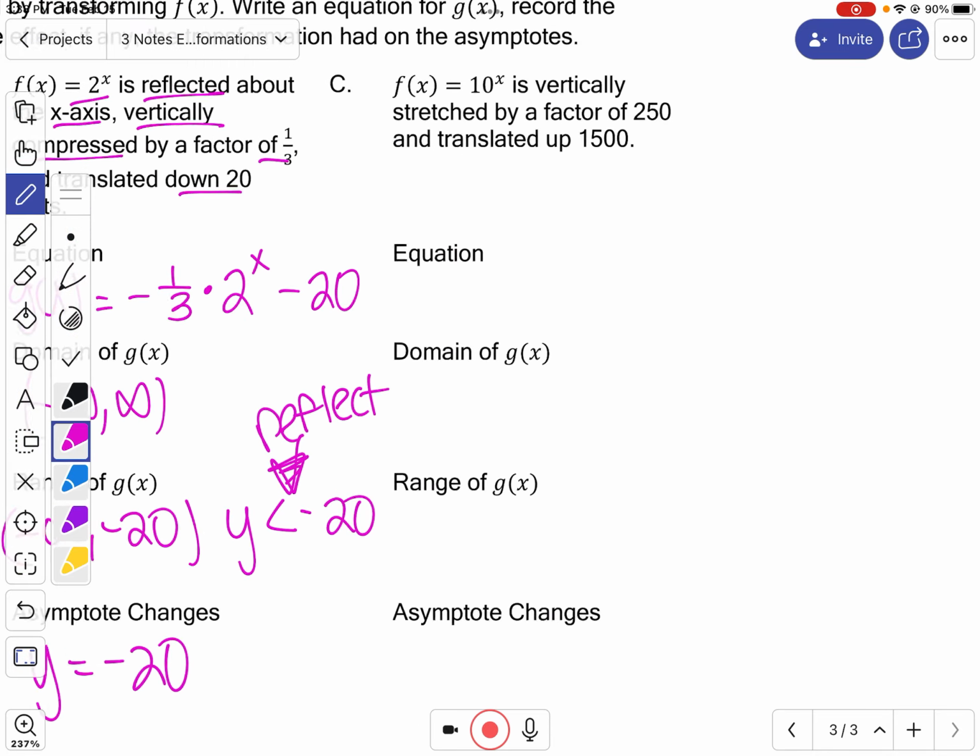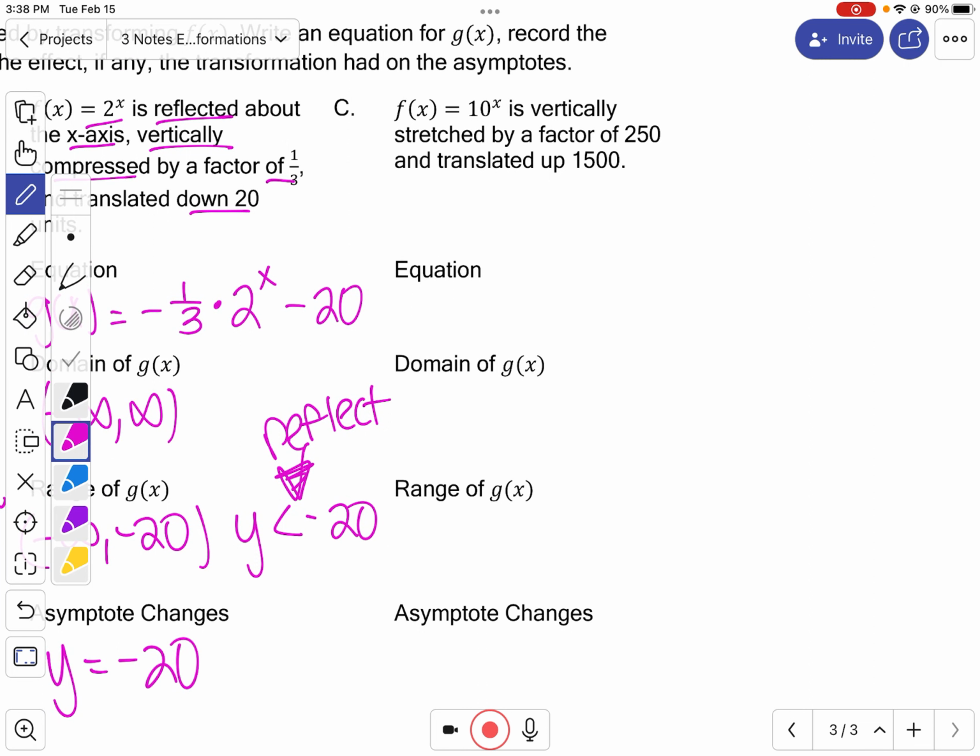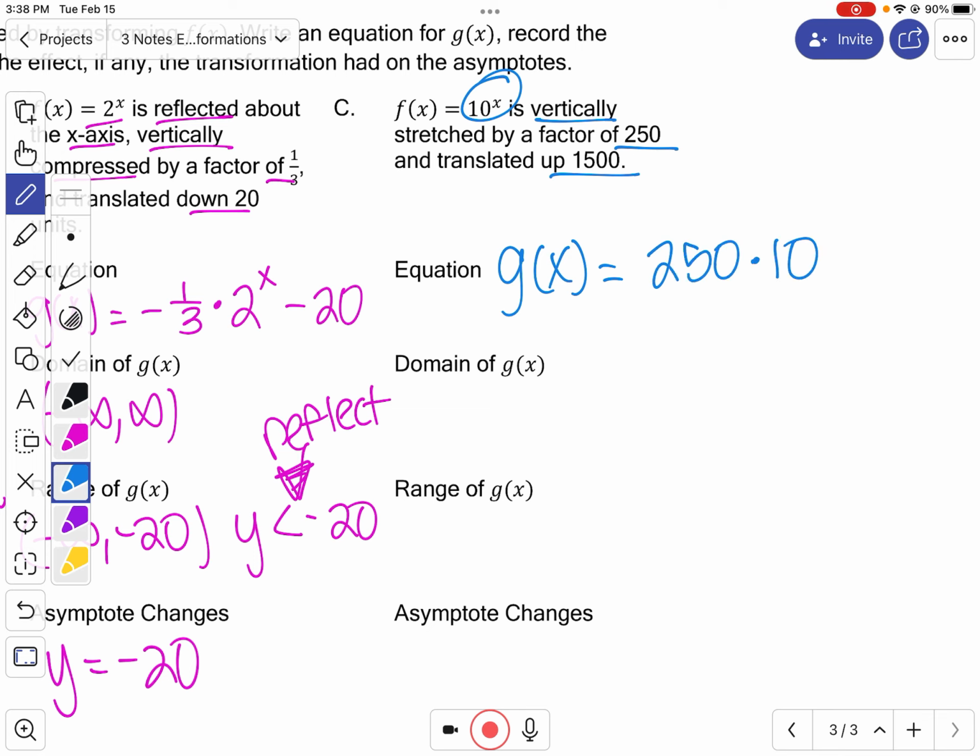All right, this last one, I want you to try it on your own. Go ahead and pause it. And then once you're finished, you can resume and see if you got it right. So you're starting with 10 to the x. It's vertically stretched by 250 and up 1500. So we have our equation, g of x equals, vertical stretch goes on the outside, so 250 times our original base, which our parent function on this one is 10 to the x. We're going up, so you need to add 1500 after your exponent.